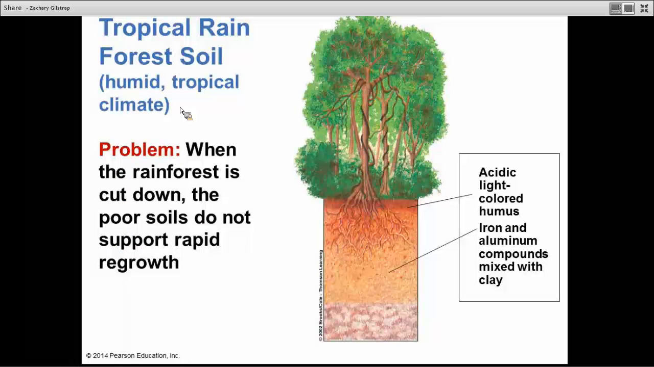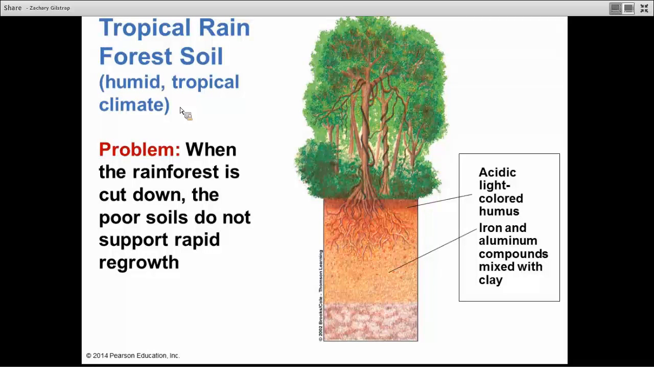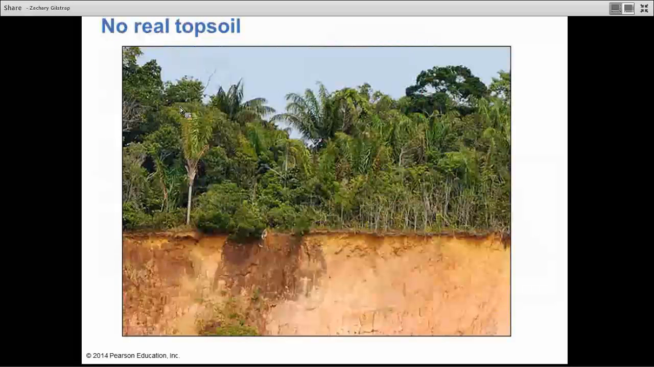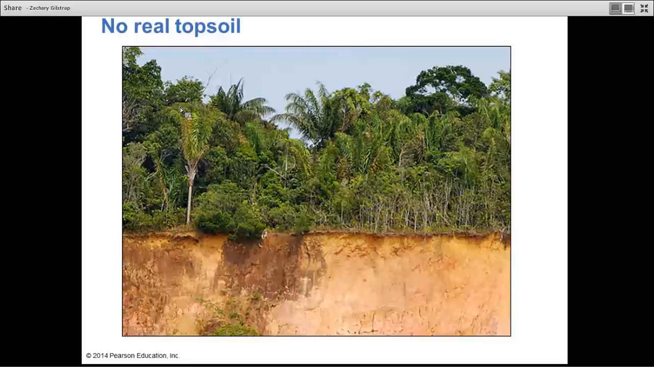And this is a really big problem for when the plants are cut down. Soils are poor, and rapid regrowth is not really possible. And here's an excellent picture of a cutaway. This is not real topsoil. This isn't soil good for growing, rapidly, that is.